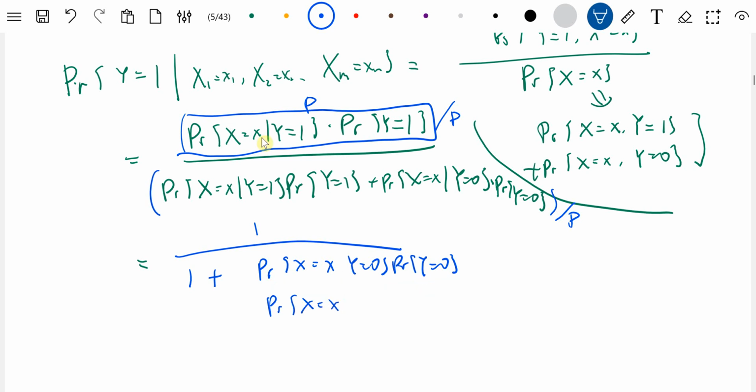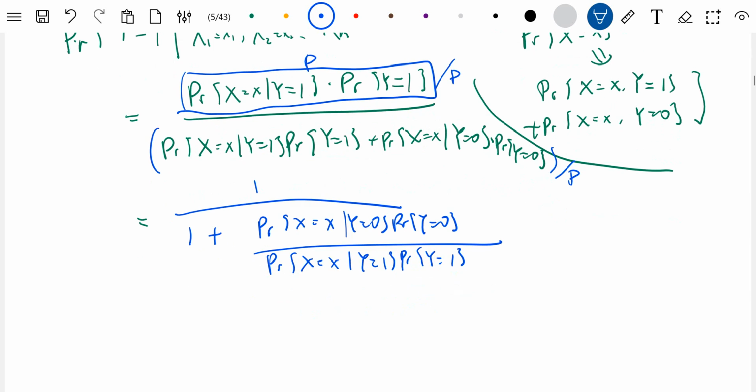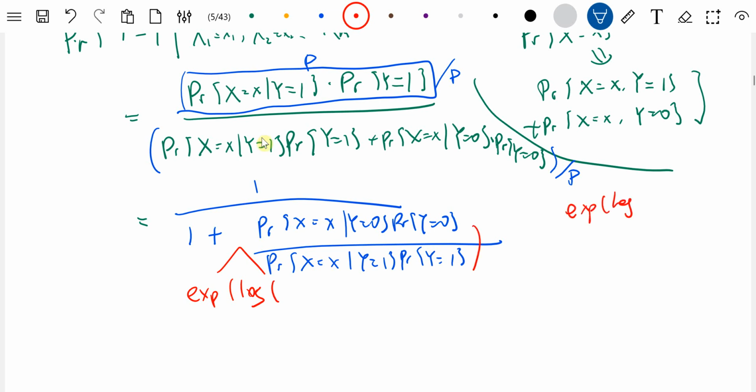Sorry, y is 1, probability y is 1. And we also wanted that exponential, so let's just directly add the exponential there, but exponential of log is going back to the original thing. So basically here we're using exponential of log of, say, any x, it's just x.